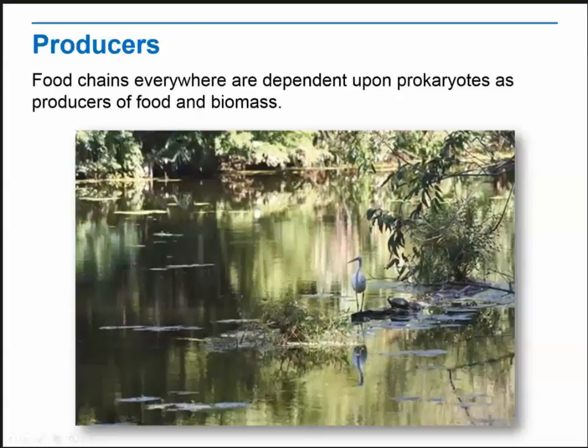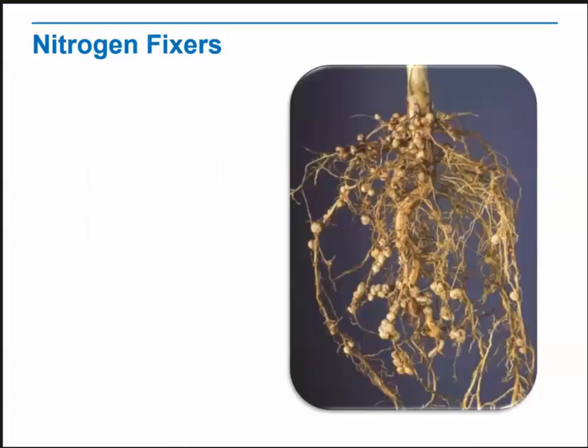What type of organism is found at the base of every food web? A producer. Photosynthetic prokaryotes are among the most important producers on the planet. One example is a tiny cyanobacterium, which alone may account for more than half of the primary production in the open ocean. Food chains everywhere are dependent upon prokaryotes as producers of food and biomass.